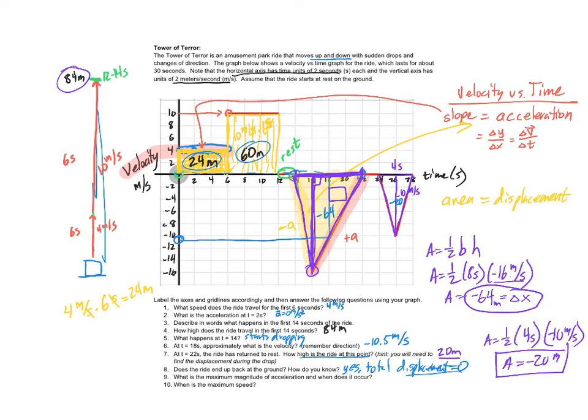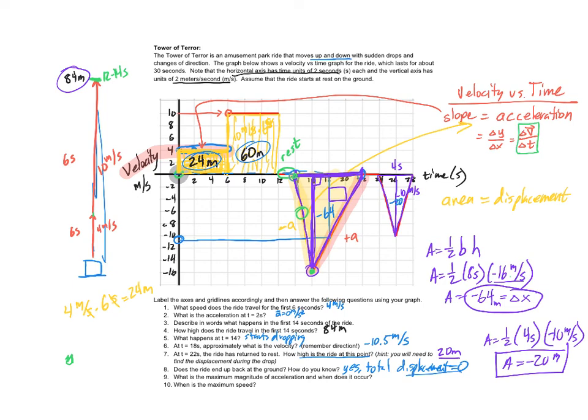The maximum magnitude of acceleration, well, that's wherever the line is the steepest, right? That would be right here. This is where the line is the steepest. Okay, and to find the value, I'm going to find the change in velocity, which goes from 0 to -16. So acceleration is the change in velocity over the change in time.